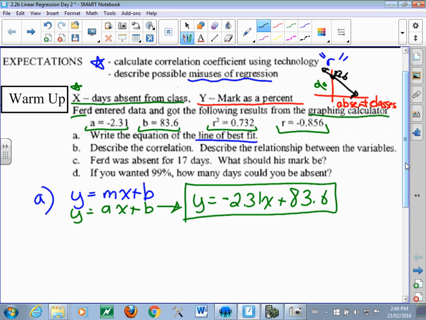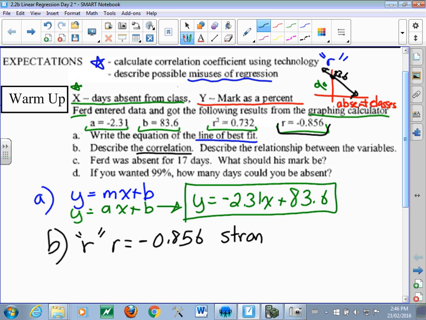All right, so B says to describe the correlation. So we'll do that first. The correlation is related to your correlation coefficient. So find your R value. R in this case, ladies and gentlemen, if you look here, is negative 0.856. And what does that tell us if we're talking about the correlation? It says that it's a strong negative correlation.